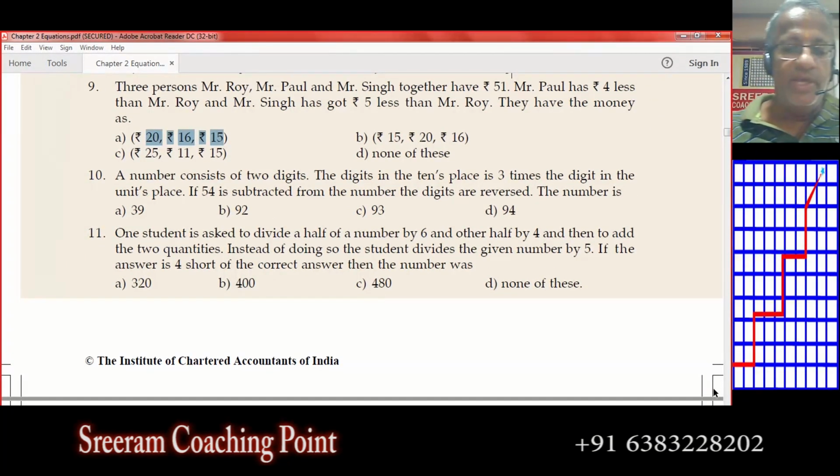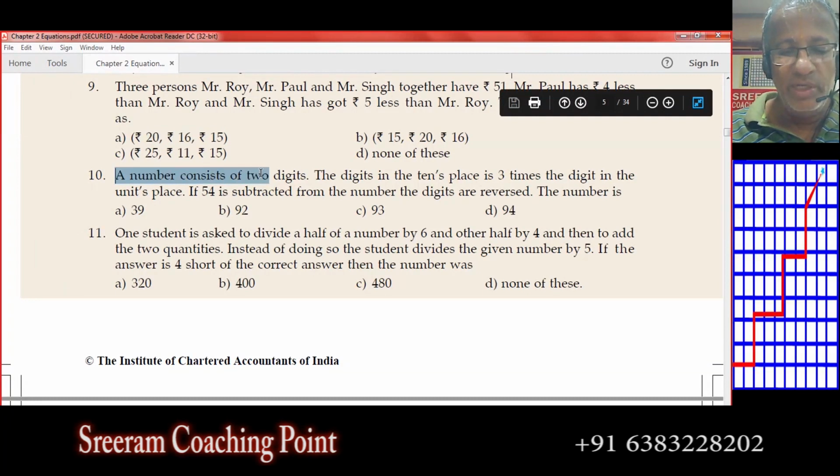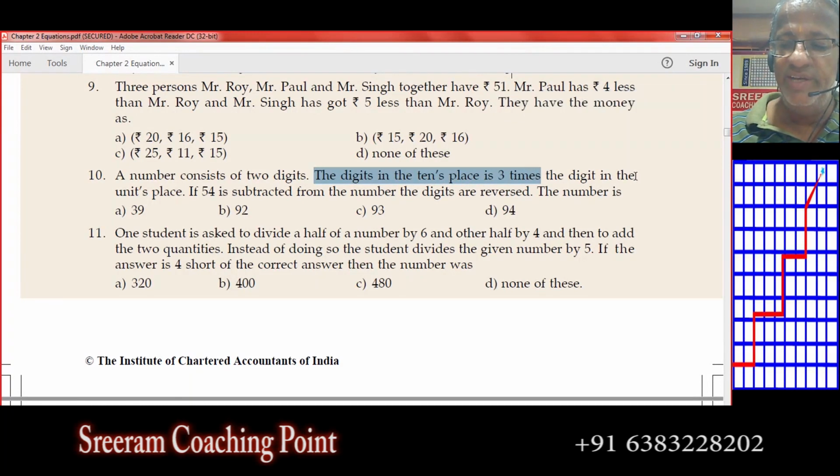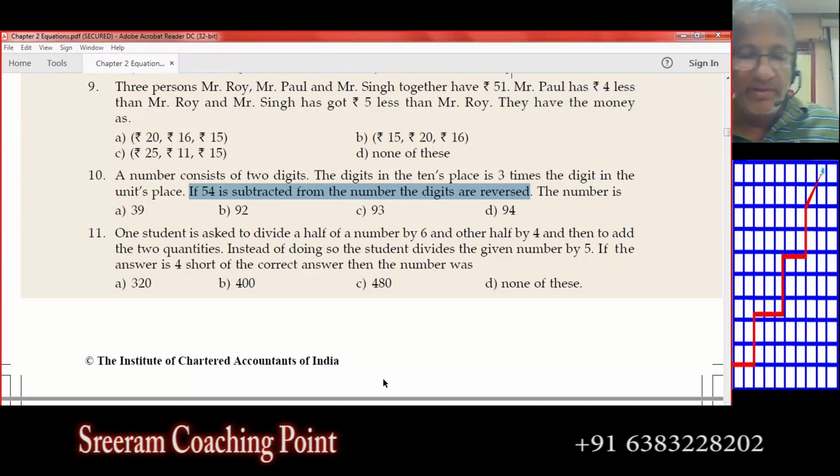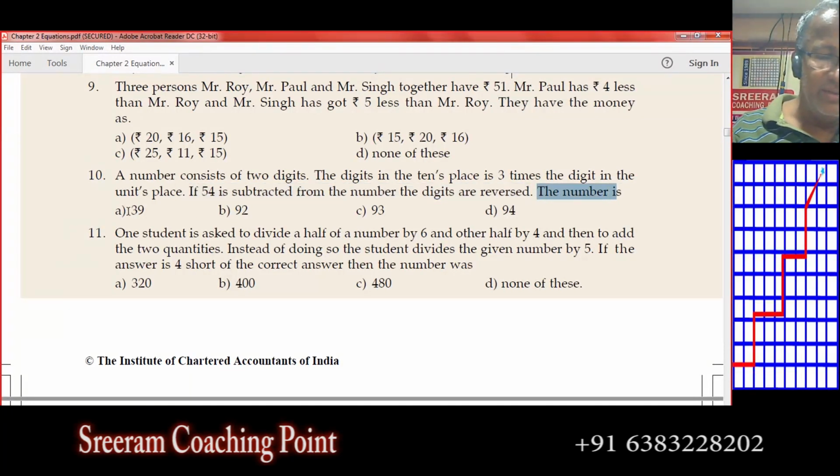Okay. Item number 10. A number consists of 2 digits. The digit in 10th place is 3 times the digit in the unit place. If 54 is subtracted from the number, the digits are reversed. The number is 39, 92, 93, or 94.